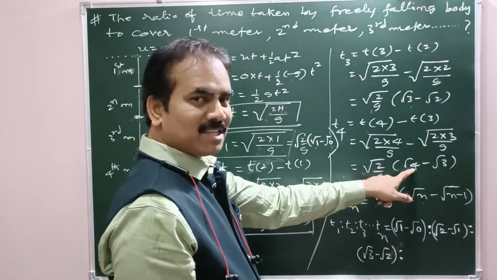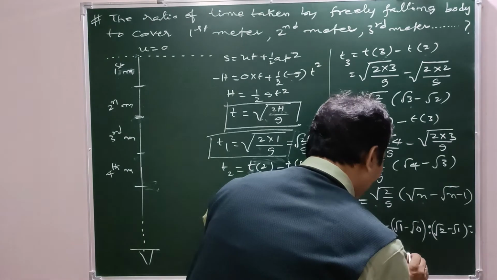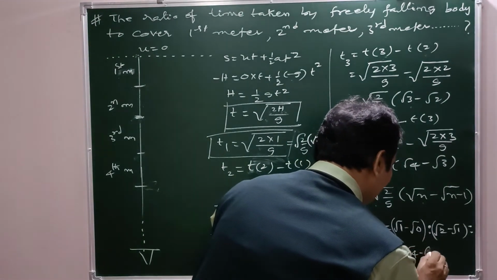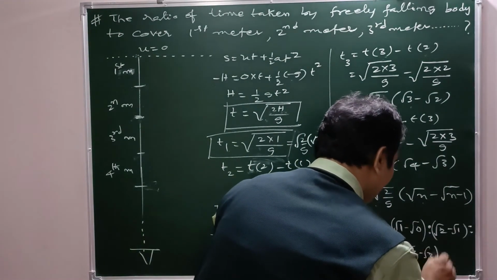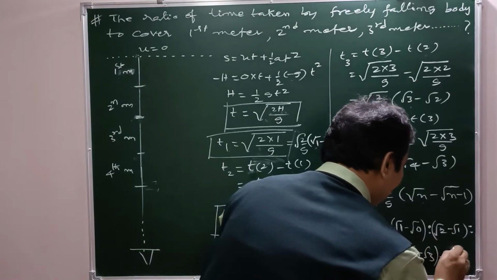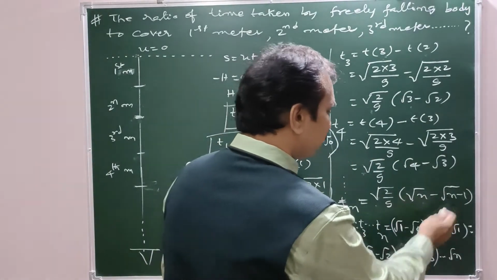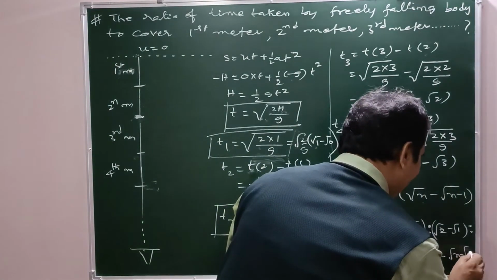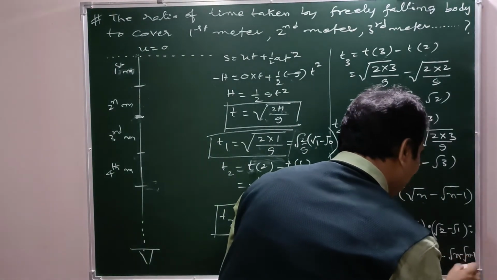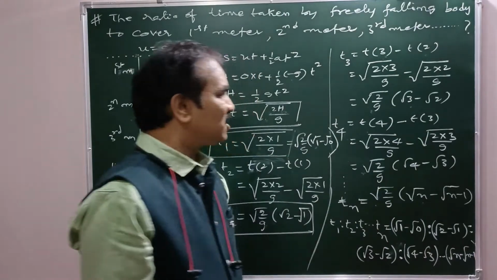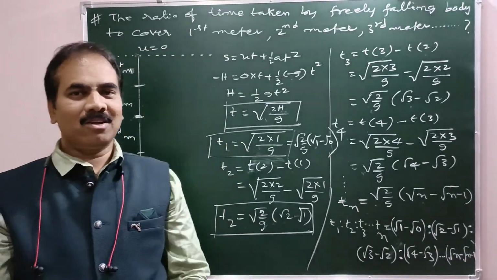We are left with root 4 minus root 3, root 4 minus root 3, up to root n. See, the last term, root 2 by g is gone. We are left with root n minus root n minus 1. Root n minus 1. That is the answer. Okay.